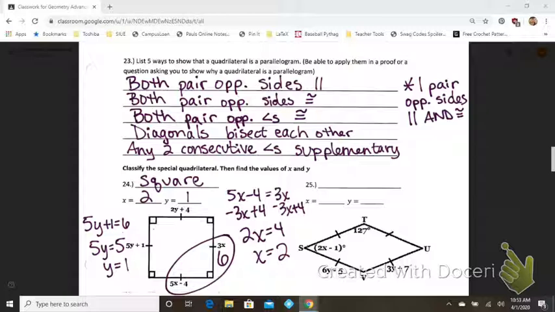All right, let's move on to 25. On 25, again, we have opposite sides congruent, so this is a parallelogram. Because all 4 sides are congruent, it is going to be a rhombus. It is not a square or a rectangle because we do not have 90-degree angles.